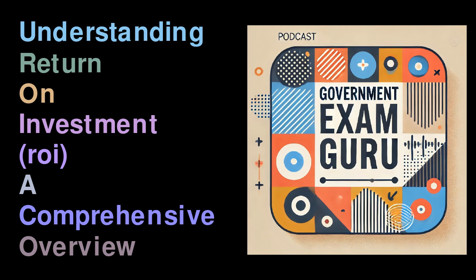Example of ROI calculation. Consider an investor, Joe, who invested $1,000 in Slice Pizza Corporation and later sold the shares for $1,200. To calculate the ROI: Net profit equals $1,200, selling price, minus $1,000, initial cost, equals $200. ROI equals $200 divided by $1,000, equals 0.20 or 20%.